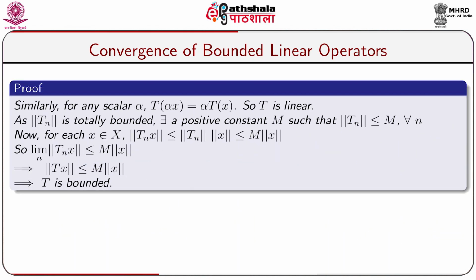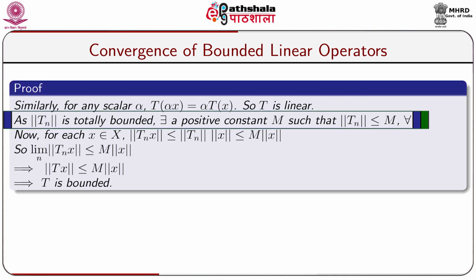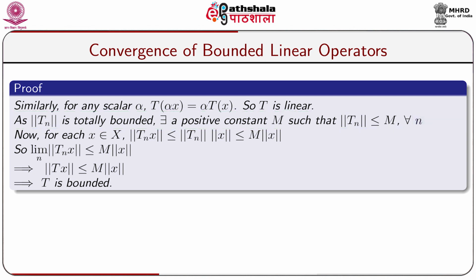Similarly, for any scalar alpha belonging to F, where the field of scalars may be real or complex, we have T of alpha x is equal to alpha times Tx. So, we see that T is linear. As the sequence of norms of Tn is totally bounded, there exists a positive constant M such that the norm of Tn is less than or equal to M for all n.